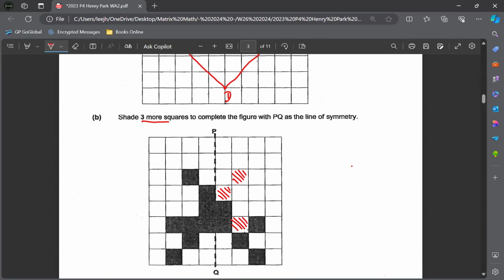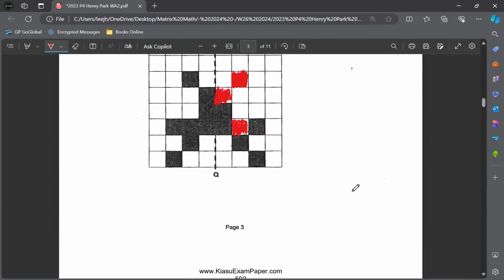So these are the 3 squares that you shape to get the correct figure. If you don't know, if I color it, can you see? Okay, you can see it better, right? If I color like that, right? So you get the same. The 2 sides are the same.